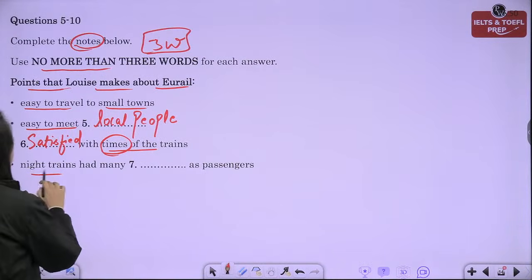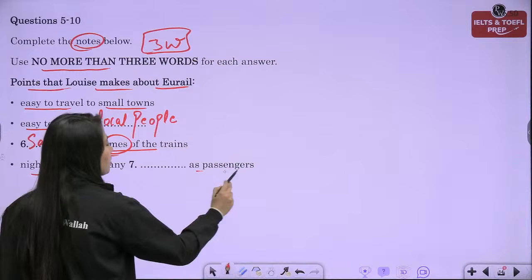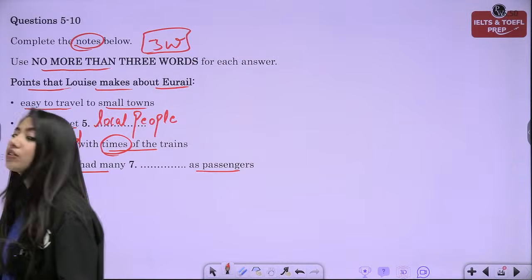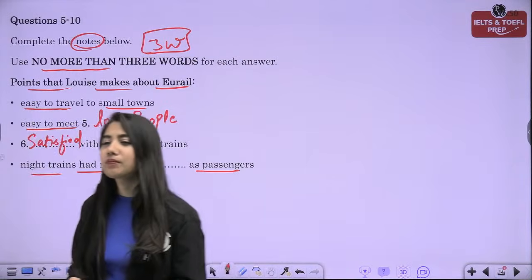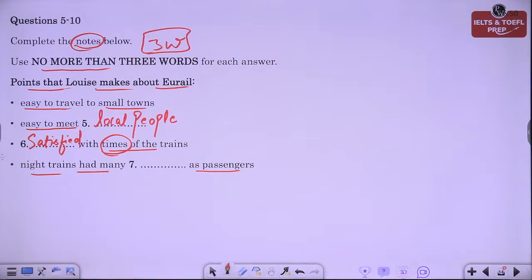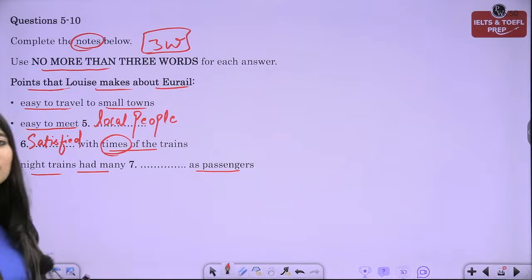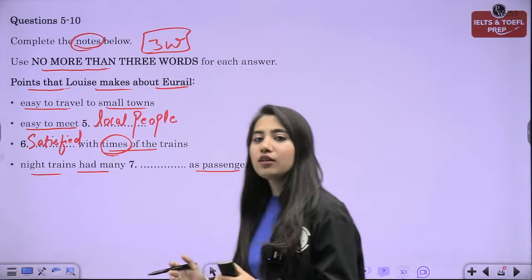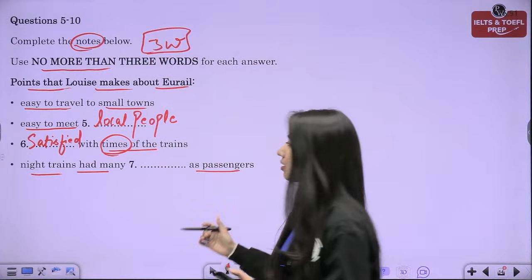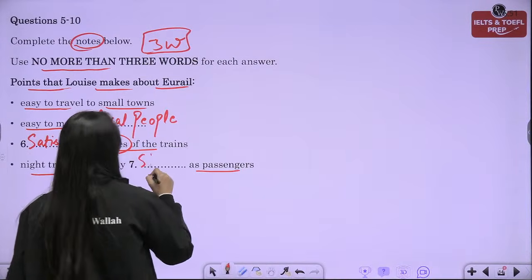Next, night trains had many what as passengers? Night trains had what? Yes. Yes. Good job, Bhavya. Had many as passenger. What kind of passengers? Night trains had. So it's about students.